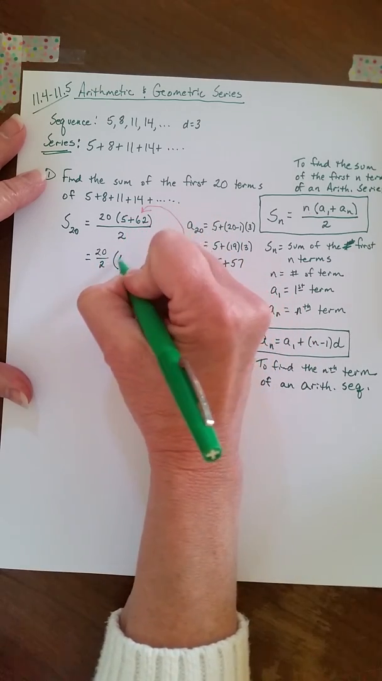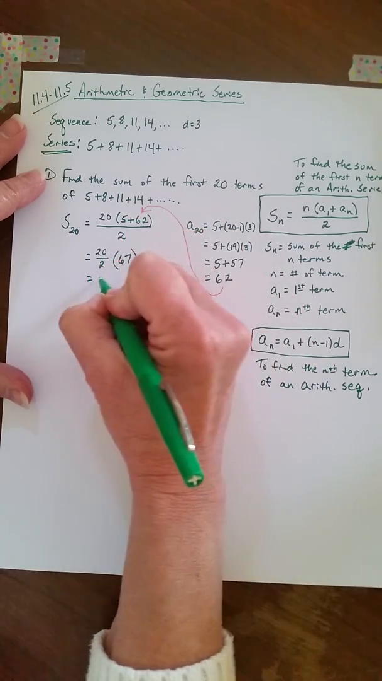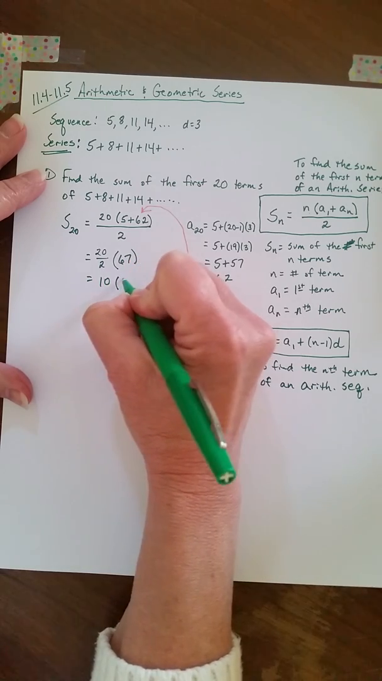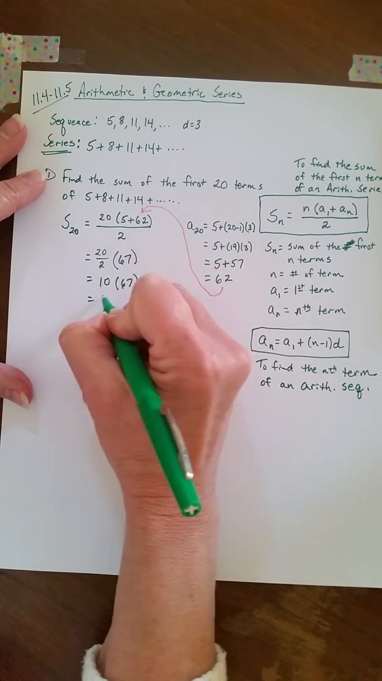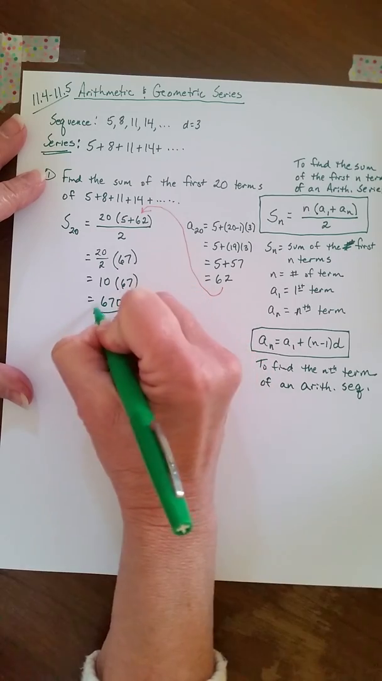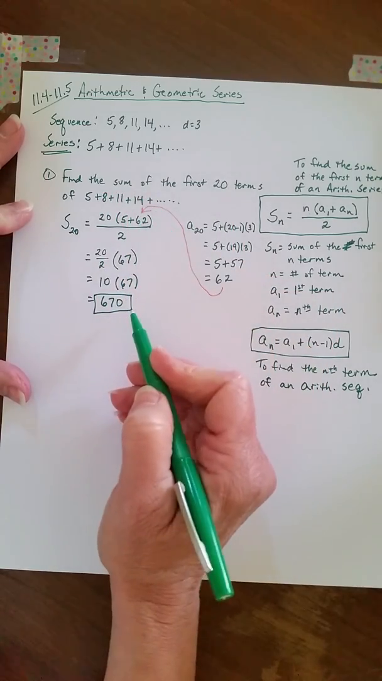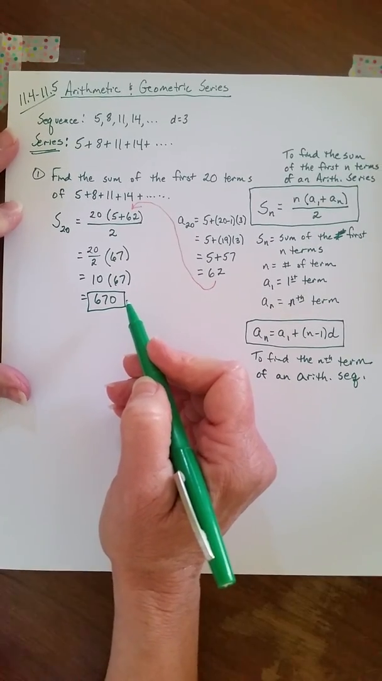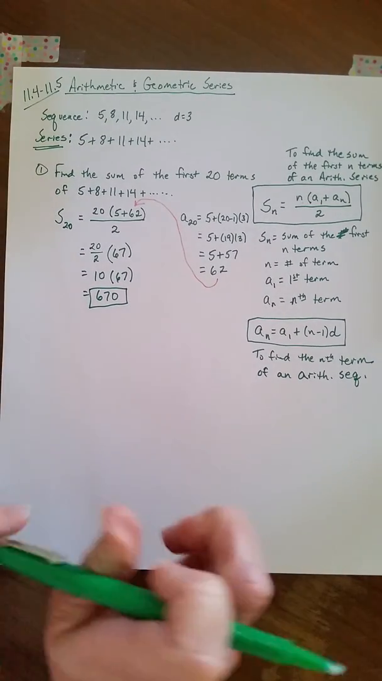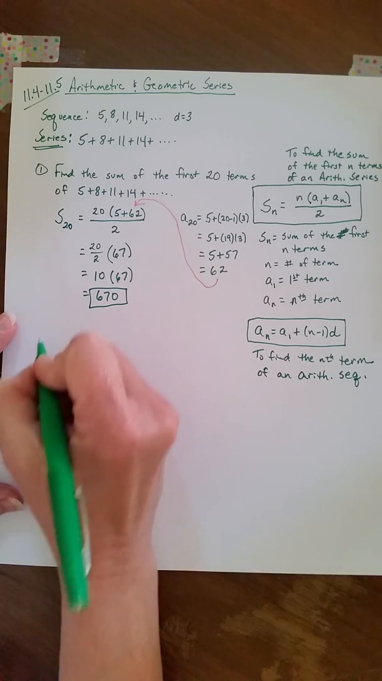So 62 plus 5 is 67. 20 divided by 2 is 10, times 67. So that's 670. So that is the answer to number 1. The sum of the first 20 terms would add up to be 670. Okay, kind of nice. Let's try another one.